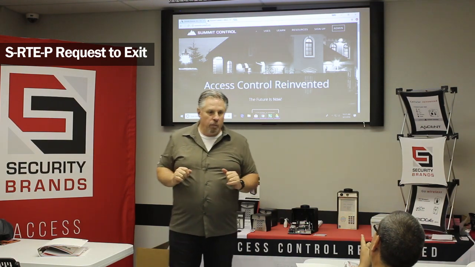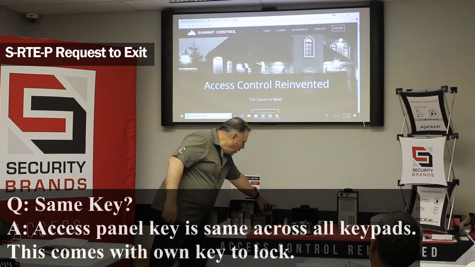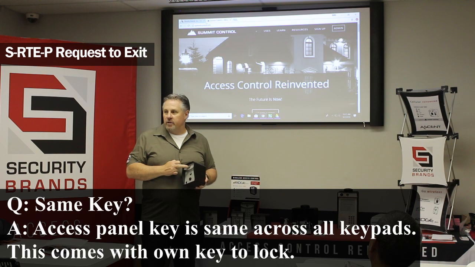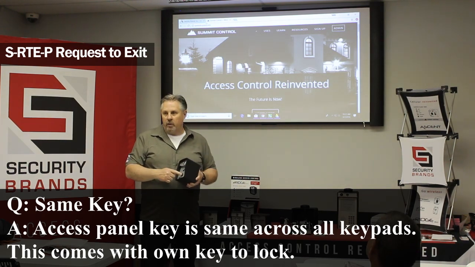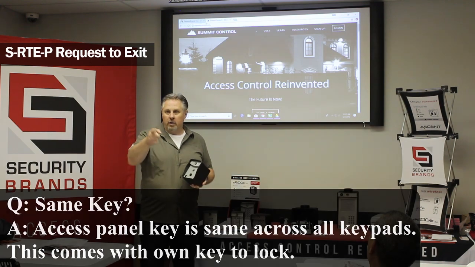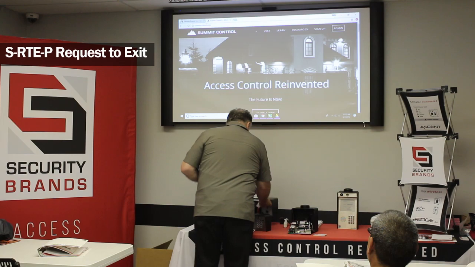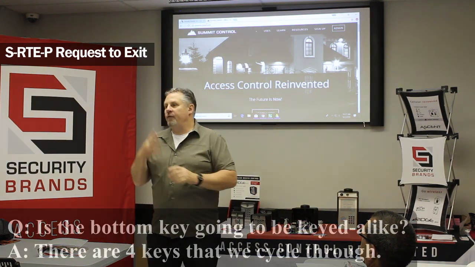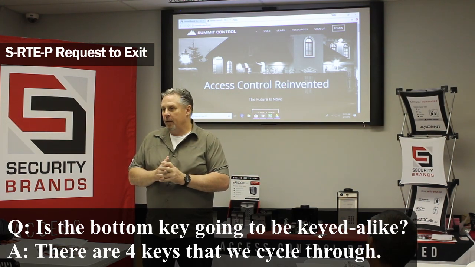Is it the same key? Yes, it is the same key. Oh no, this key is the access panel key, which is a CH751, the same as all my equipment, but this will come with its own key. Is the bottom key going to be key to light? I think there are 4 keys that we rotate through with that one. Okay, there's more than one.